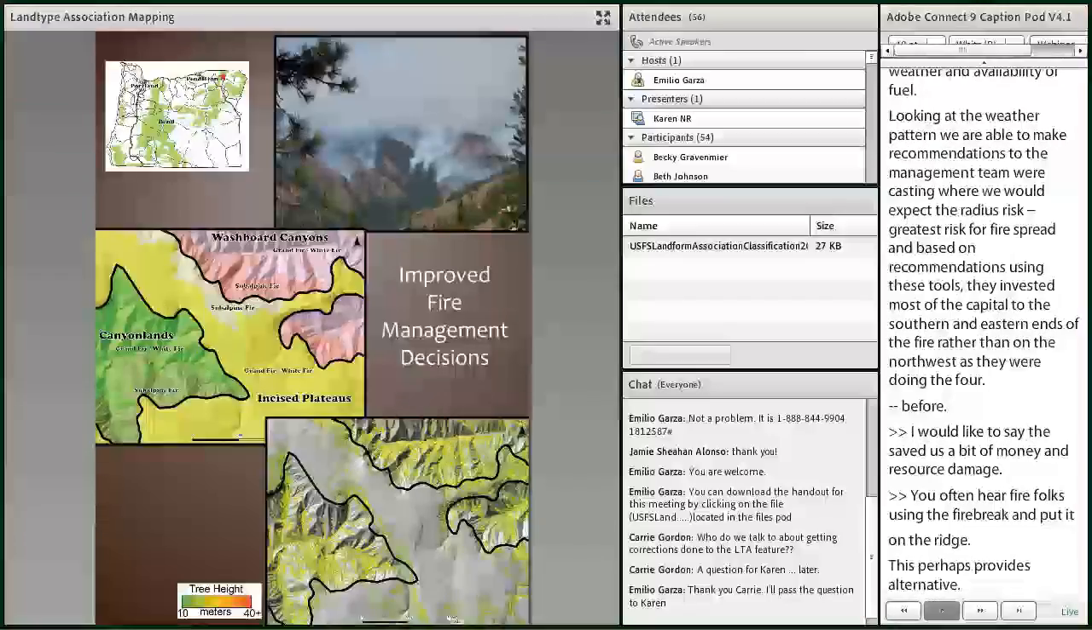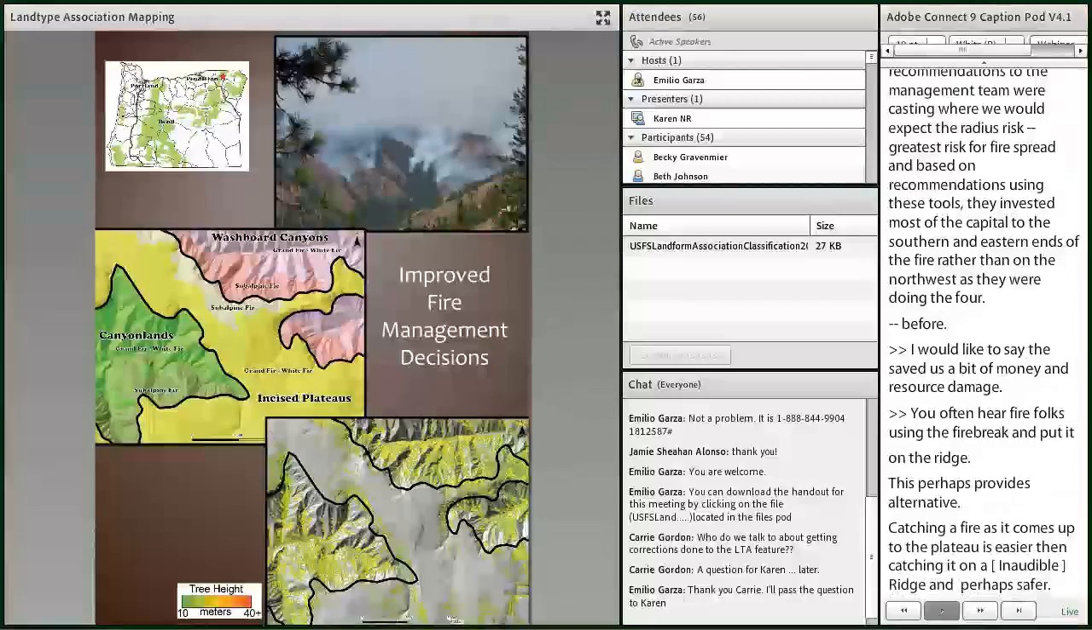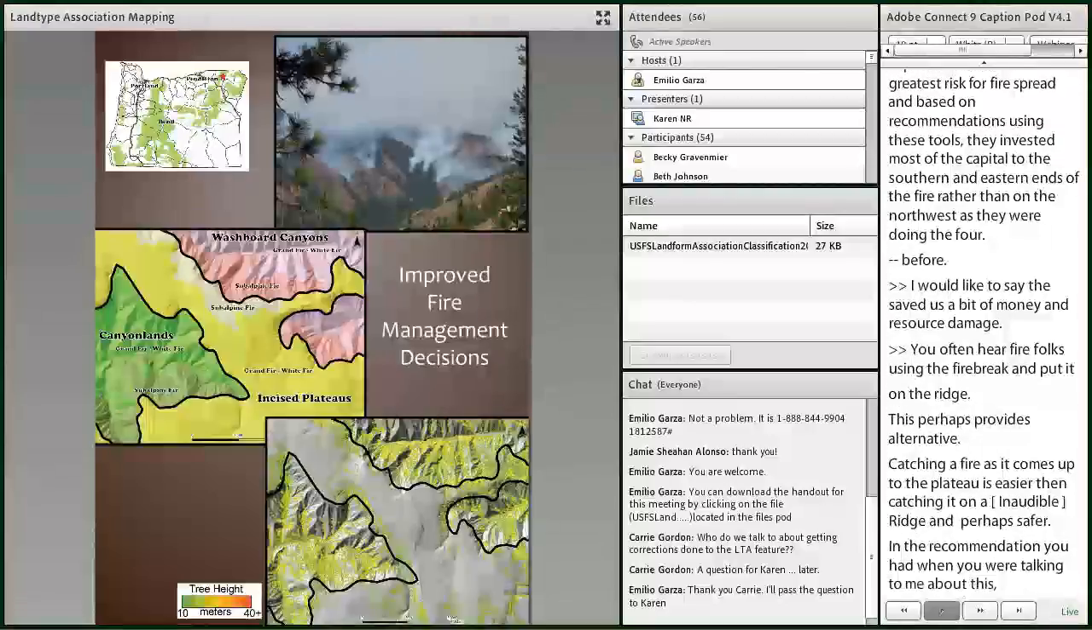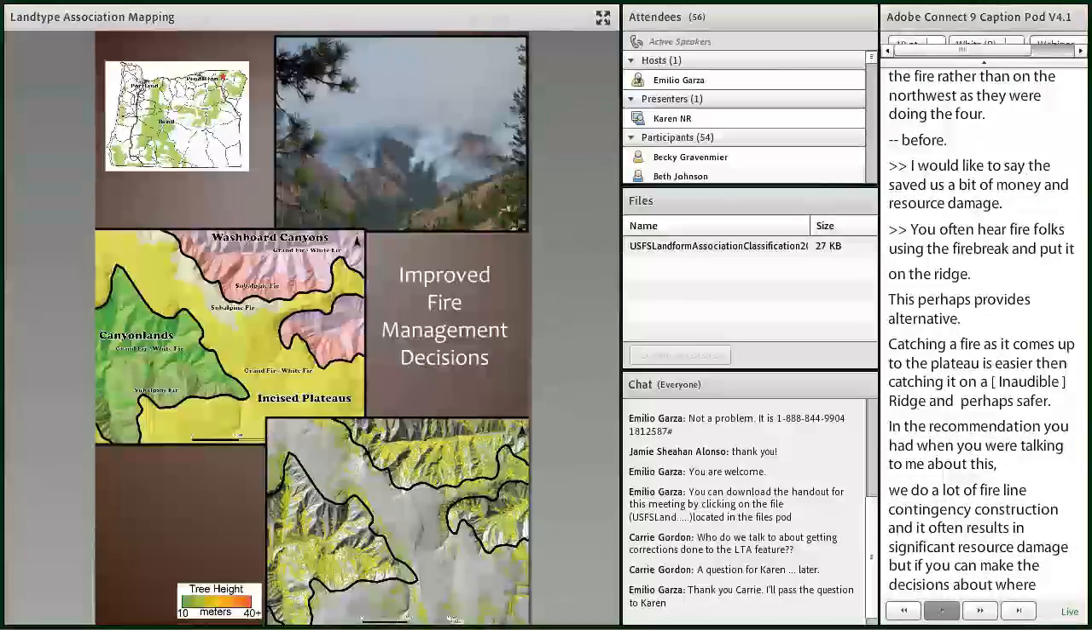And I think the other recommendation you had when you were talking to me about this is that we do a lot of fire line contingency construction, and it often results in some significant resource damage. But if you can make these decisions about where the fire is likely to move the fastest across the landscape, where you have these vegetation types on landforms that won't transmit fire, you have a better ability to reduce that kind of damage that we see from firefighting, fire suppression.